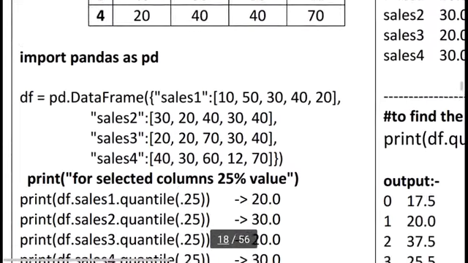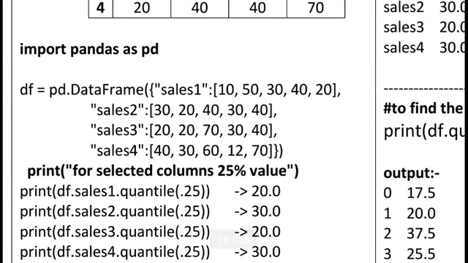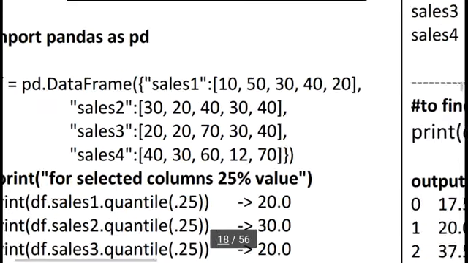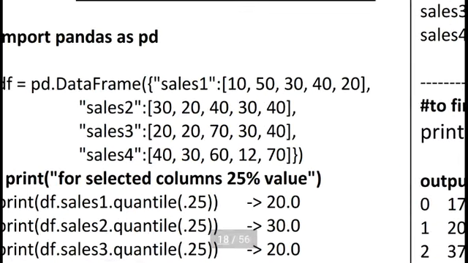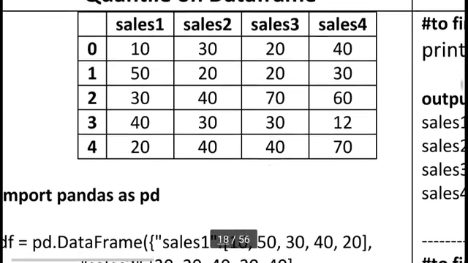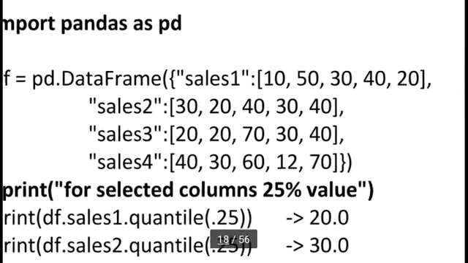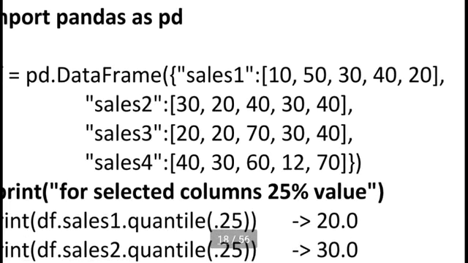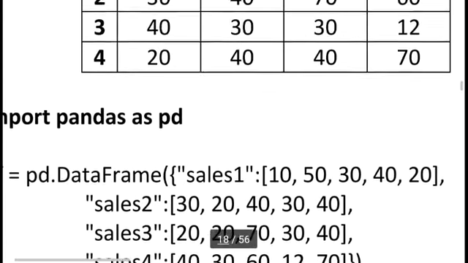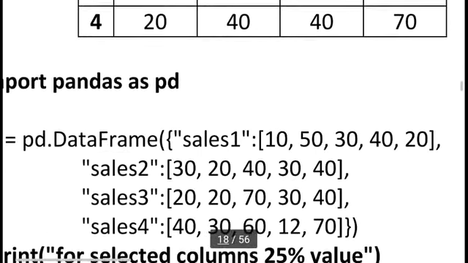So you can see here I am using import pandas as pd, df is equal to pd.DataFrame. We know very well pd.DataFrame is our method, and here I am using the dictionary concept. Sales 1 is our first key, and this is our first column, with the values 10, 50, 30, 40 and 20. Here this is our second column sales 2, or we can also say our second key, and the values are 30, 20, 40, 30 and 40.